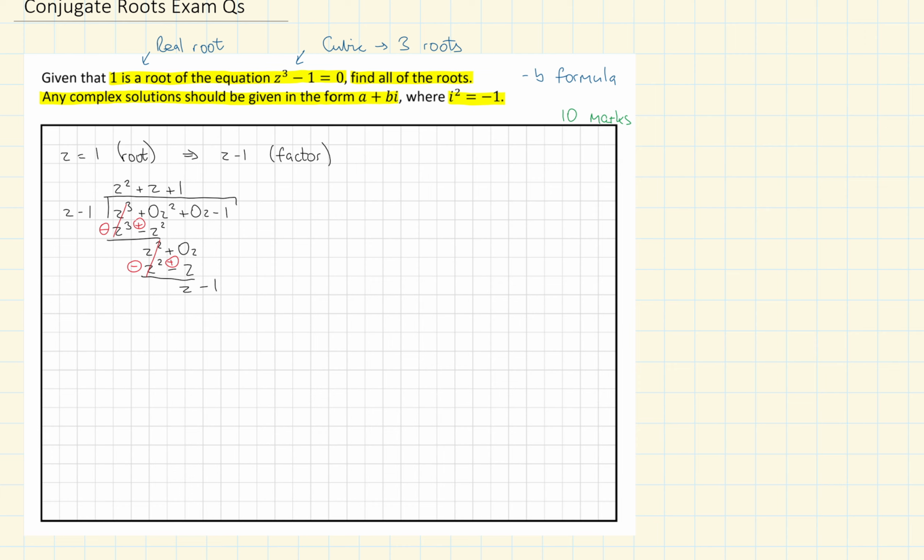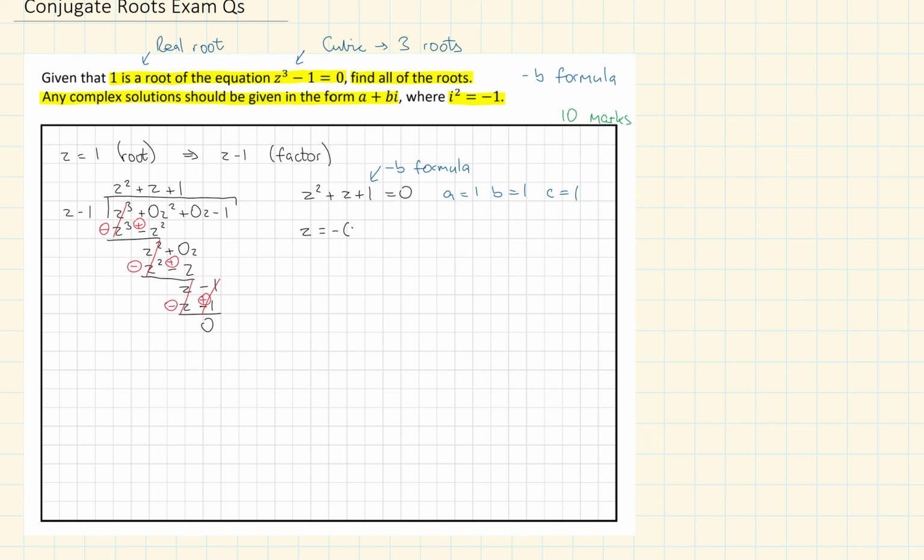Z into z is 1. Multiply out. Minus 1. Draw the line. Change your sign. And we know we should get 0 at the end because it's a factor. So our remainder is z squared plus z plus 1 equals 0. And now we're going to use minus b. So my a value is 1, my b value is 1, and my c value is 1.